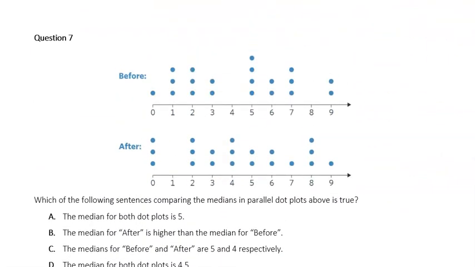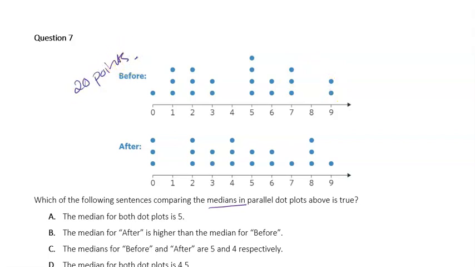Okay, question 7, we've got some parallel dot plots here. Which of the following sentences comparing the medians in the parallel dot plots above is true? Before we can do that, we need to find the median value. We need to work out how many data points I am dealing with. If we count those up, 4, 7, 9, 10, 14, 15, 16, 17, 20 data points altogether.